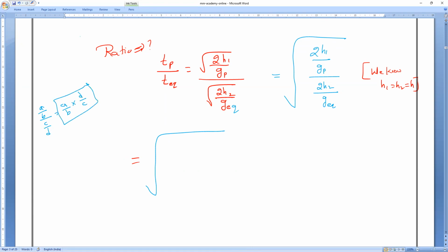Am I right, guys? Yes. So it will turn into 2H by g at the poles into g at the equator divided by 2H. Any problem? You can ask. So both will get cancelled. What is the relation? Root over the acceleration due to gravity at the equator divided by the acceleration due to gravity at the poles. That is the relation between the time period at the poles and the time period at the equator.